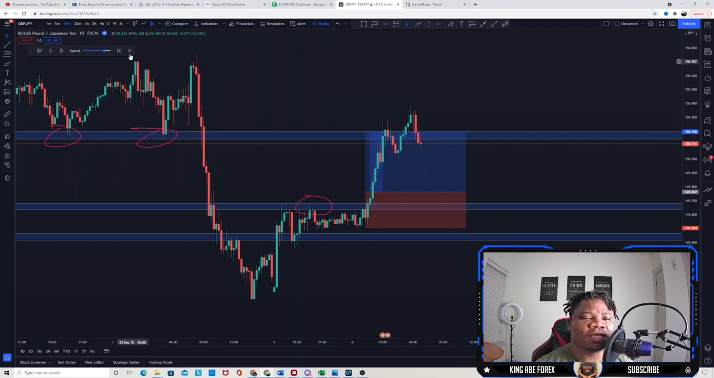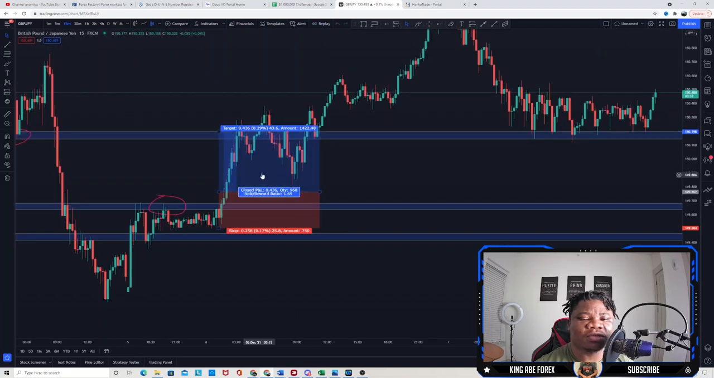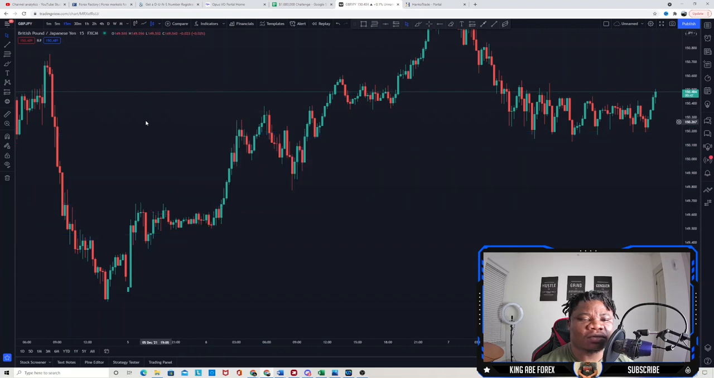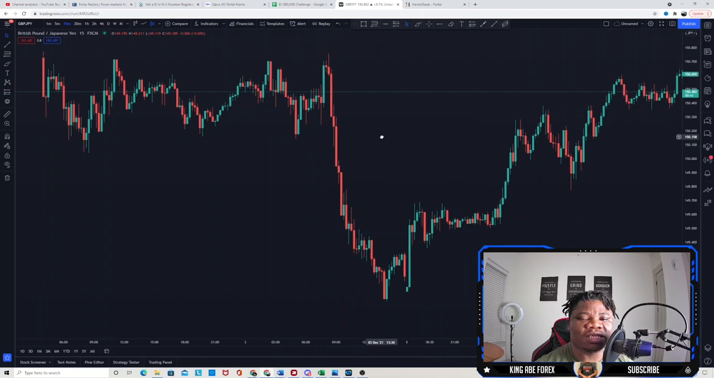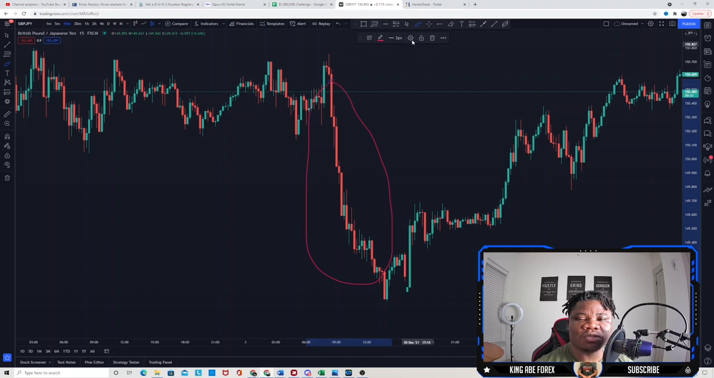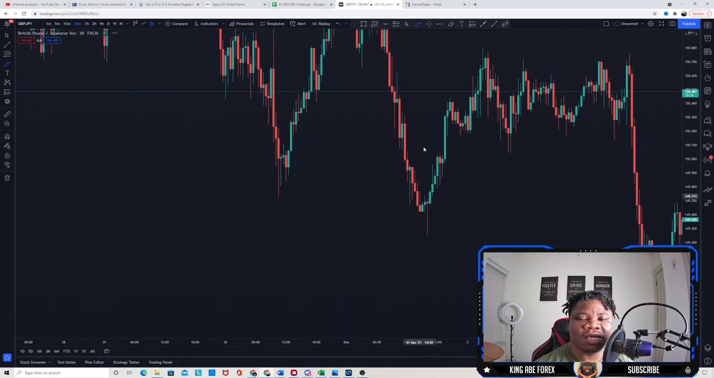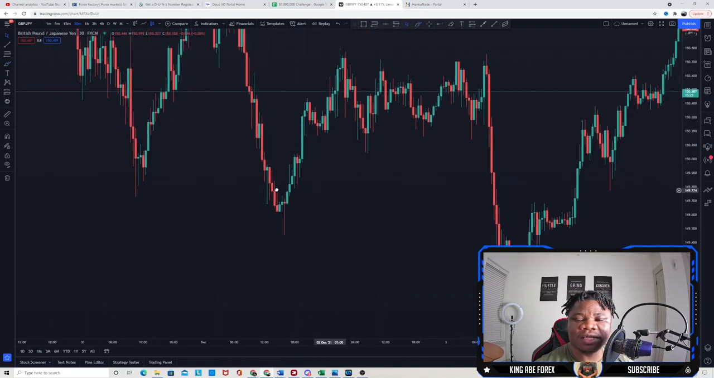Now we're going to take a look at another example here, and this time around we're going to take a look at a sell position, at a sell example. Now we're on the 15-minute time frame, and we're going to use this sell right here. That's what we're going to do. So now we switch back to the 30-minute time frame, and we just gotta look for that sell.